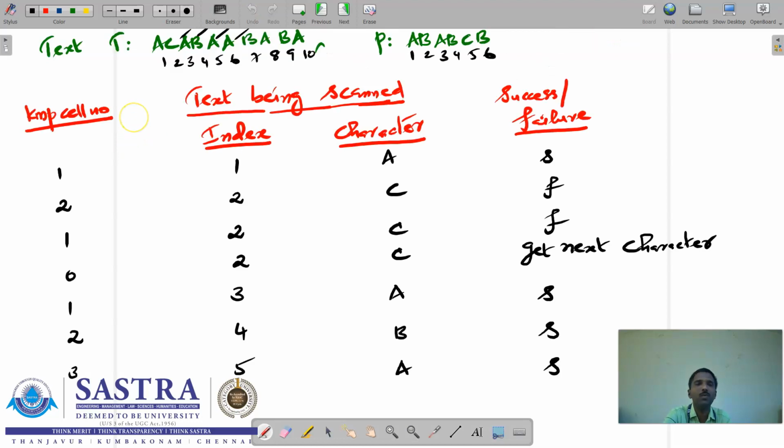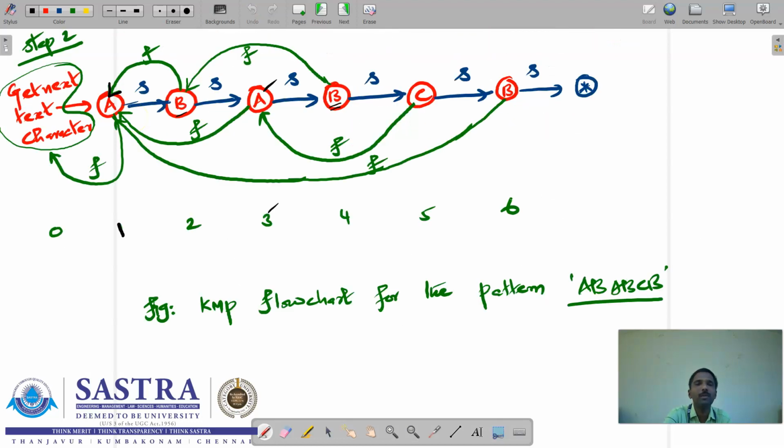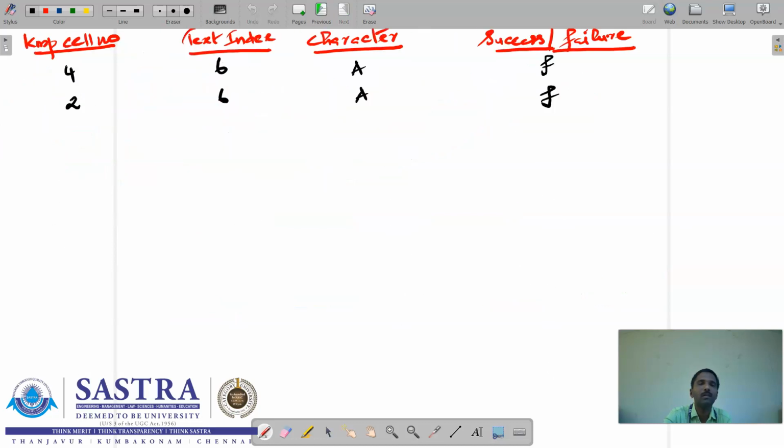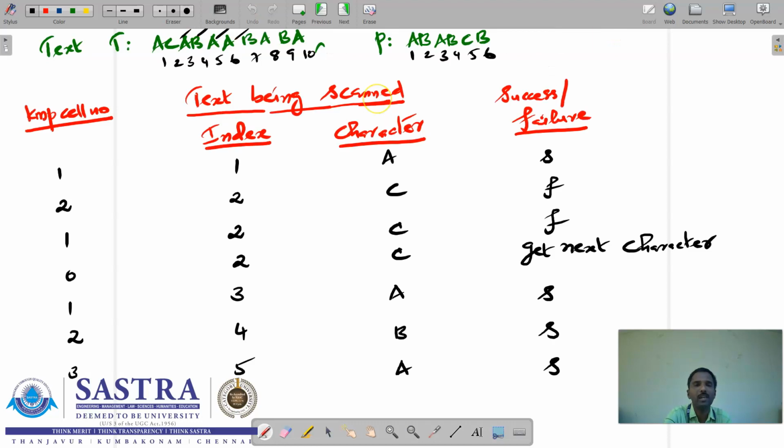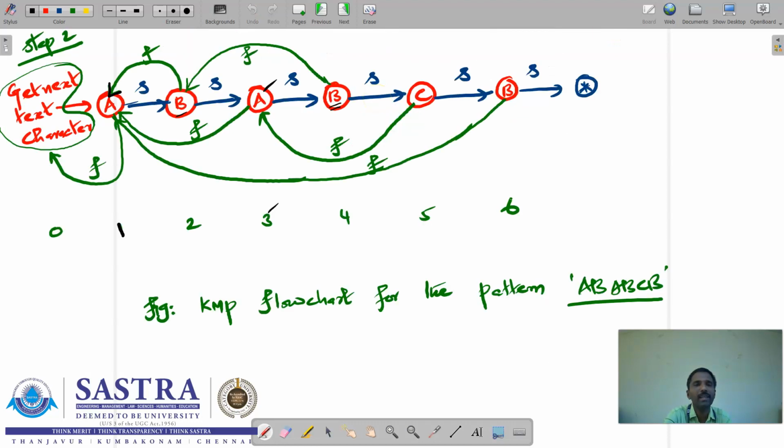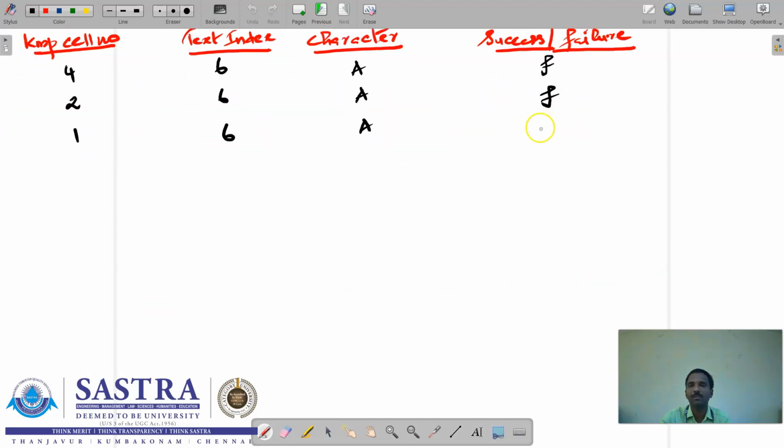Then fail of 2. From the diagrammatic representation, we need to move to cell number 1. Fail of 2 is cell number 1. Text index is 6. Character is A. At cell number 1, character A is there. Yes. This is a success. Then cell number 1 is changed to 2.